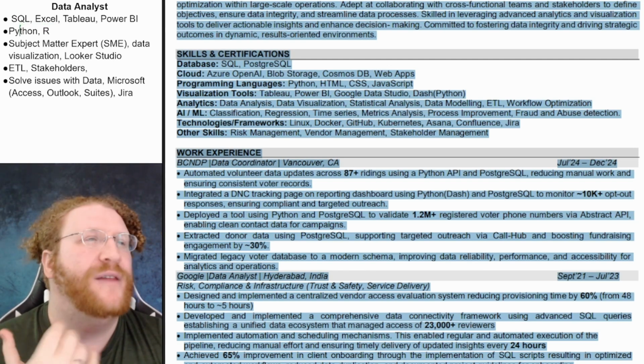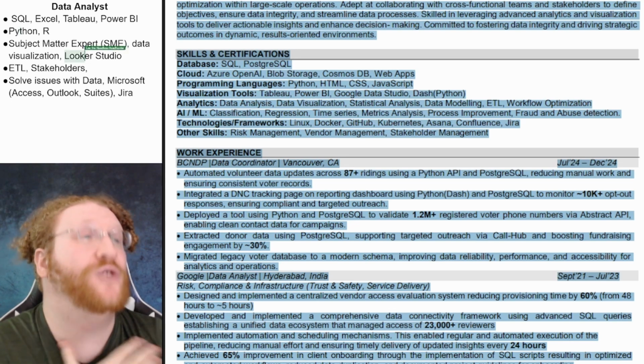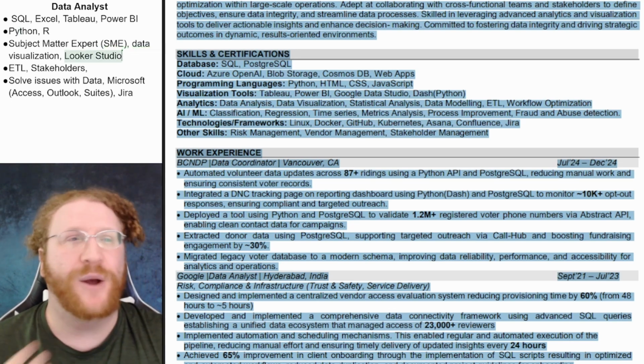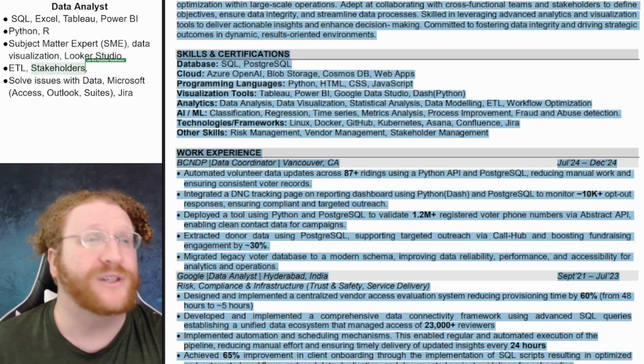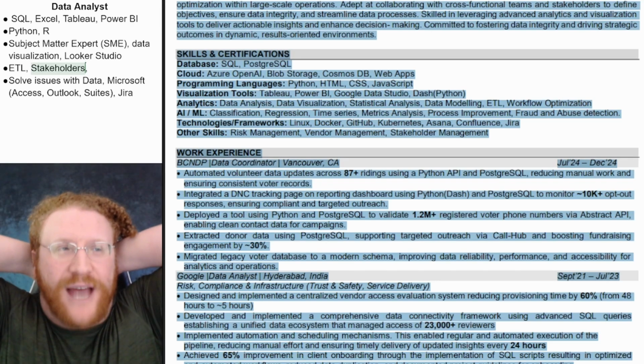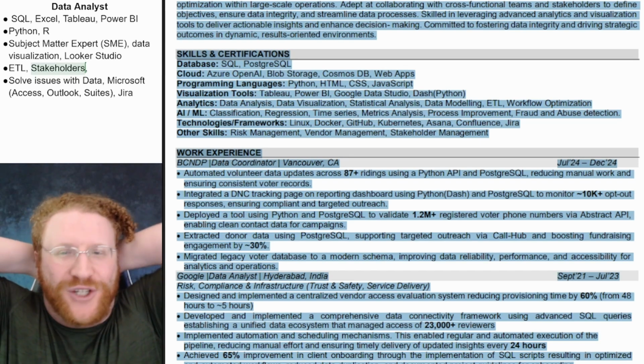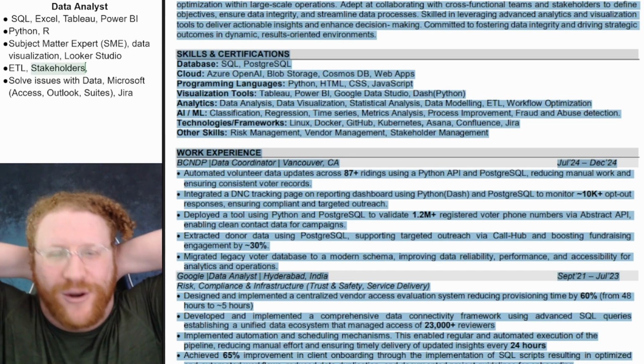Ideally, we'd have it. That you are a subject matter expert, that you have data visualizations, that you've used Looker Studios, that you have ETL, that you've talked to stakeholders, and that you've solved issues with data and have used Microsoft Access, Outlook, Suites, including Word, PowerPoint, and Jira. Those were on the job descriptions. You cannot not have those. That is why you're getting rejected, is you don't have any of those. There's nothing in this resume I would need.